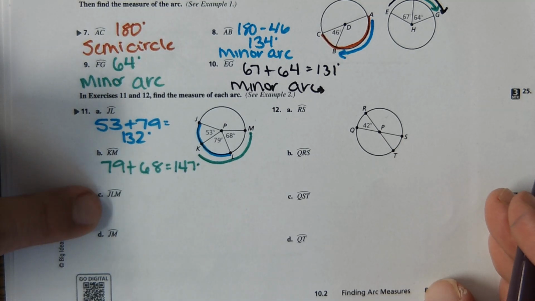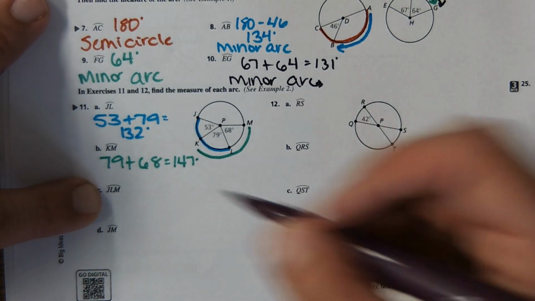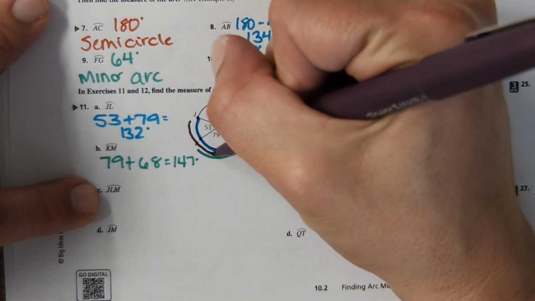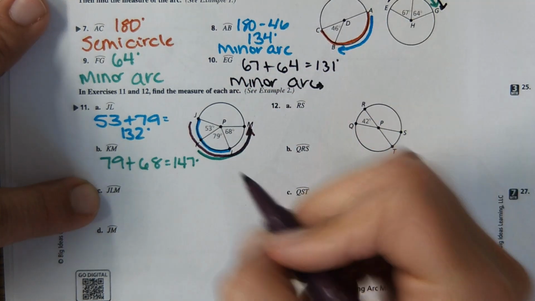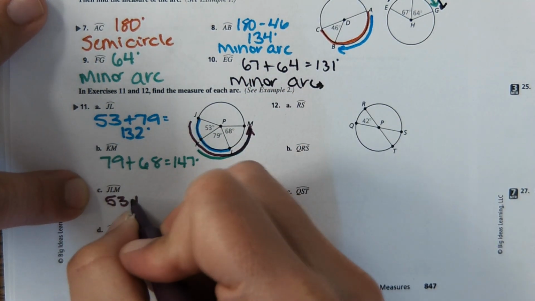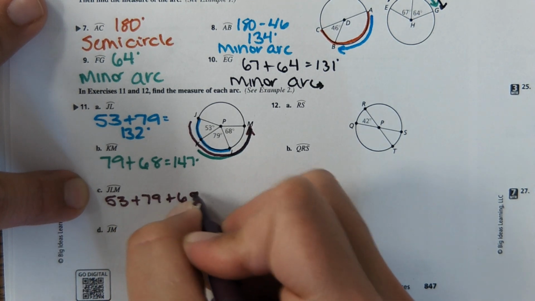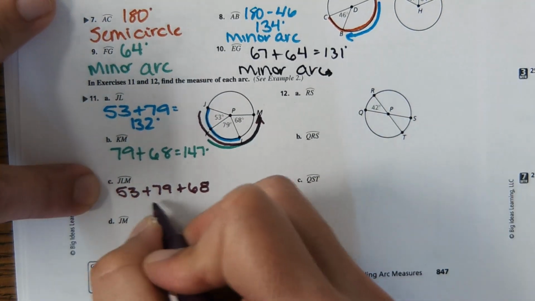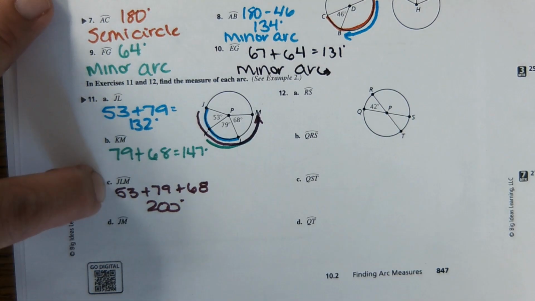And then it has three letters, JLM. You have to make sure to trace the dots in order. So JLM like this, and it would be all three of those angles. So 53 plus 79 plus 68, and that comes out to 200 degrees.